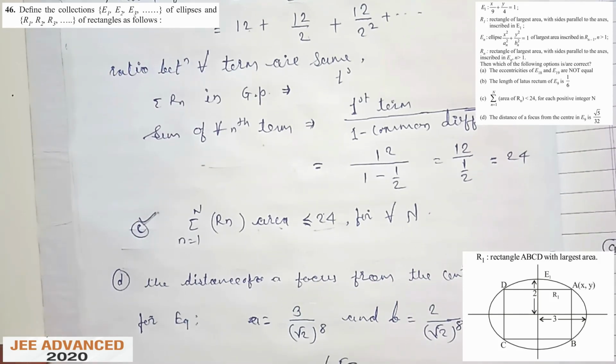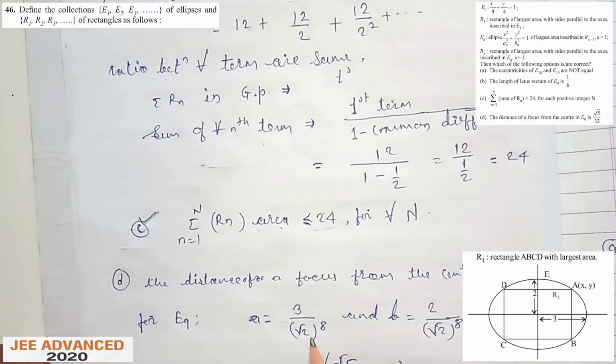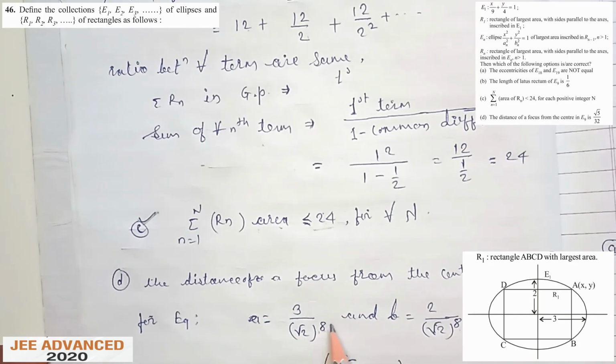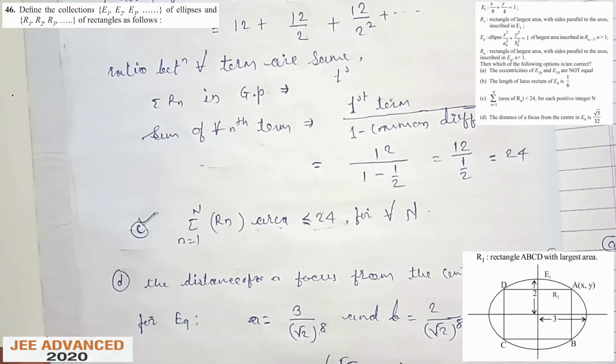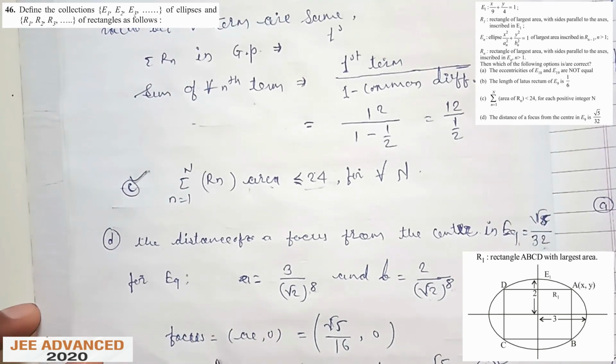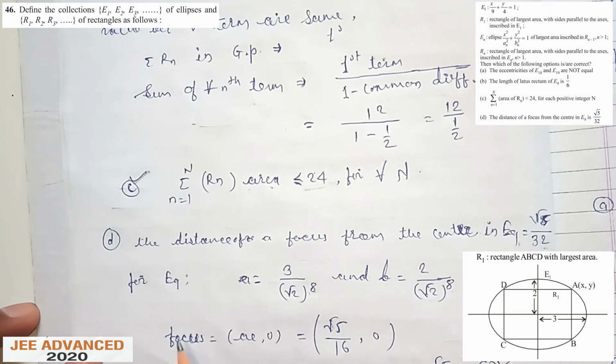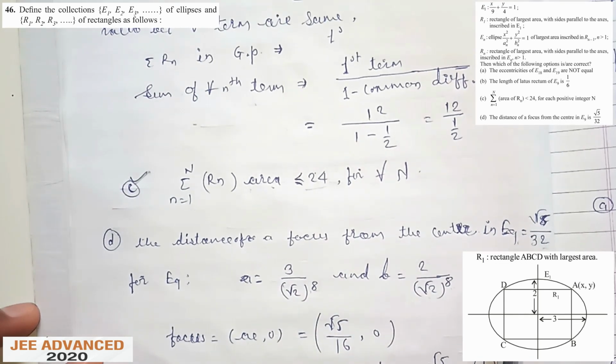So A is root 3 by root 2 to the power 8, that is n minus 1 to the power. E9 means n minus 1 to the power root 3 by root 2 to the power 8, and B is root 2 by root 2 to the power 8. The eccentricity is the same everywhere, which is root 5 by 3. The focus can be found by plus minus AE, 0. But we want the distance, so there is no need to take plus minus because distance always remains positive. So the focus is AE, 0, that means A times E, and 0 remains 0.